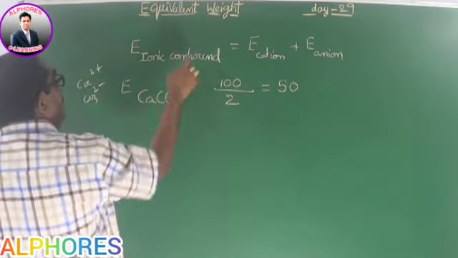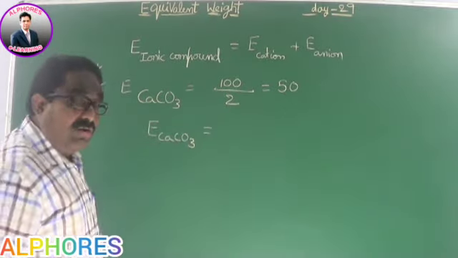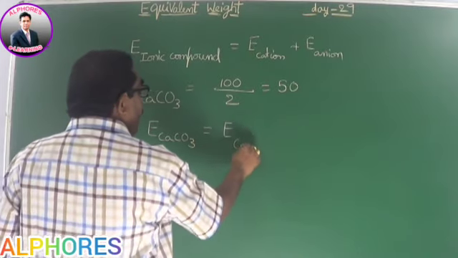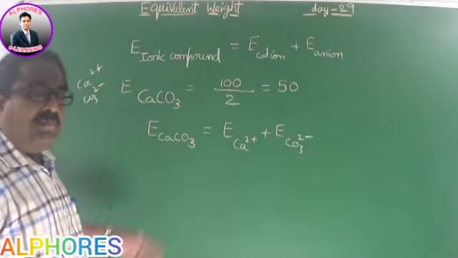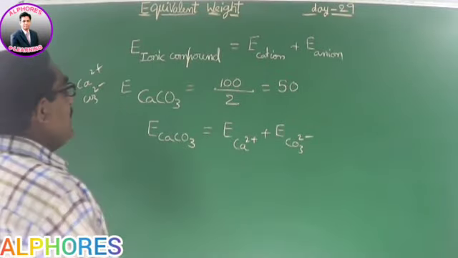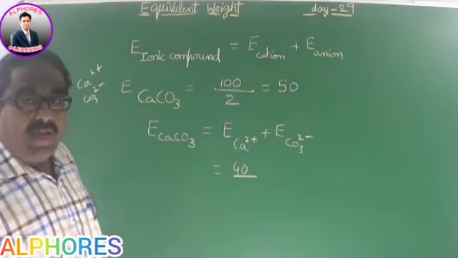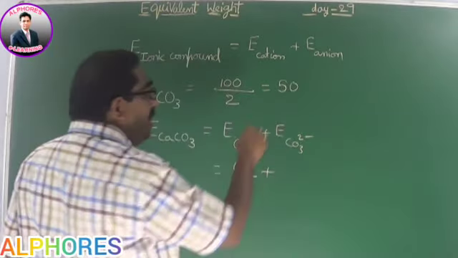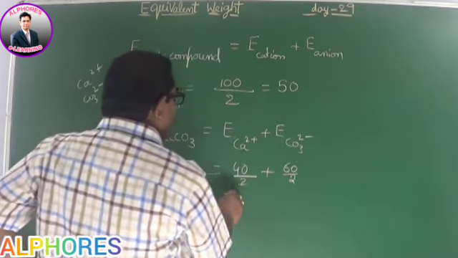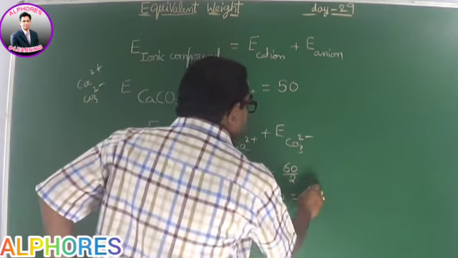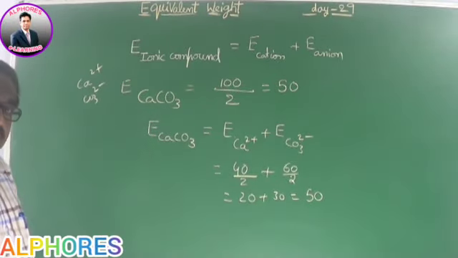Now let me apply this concept. Equivalent weight of calcium carbonate is equal to equivalent weight of Ca2+ plus equivalent weight of carbonate ion. Let me check whether that is true or not. Equivalent weight of cation is atomic weight divided by the magnitude of ion charge. Formula weight of carbonate, 12 plus 48, is 60, divided by 2, that is 20 plus 30, equal to 50. Again you get the same.